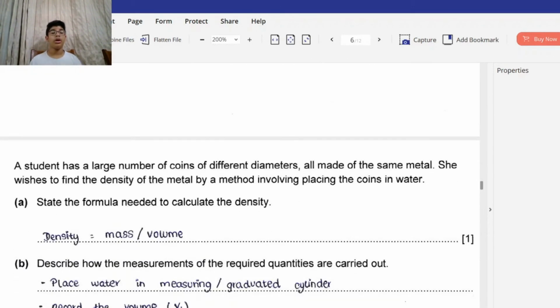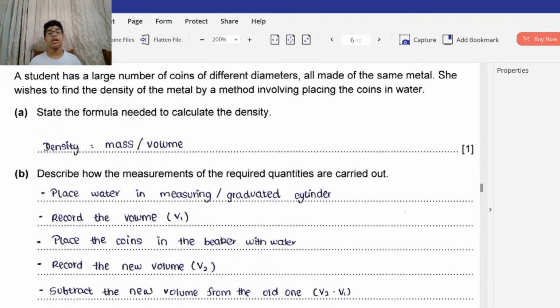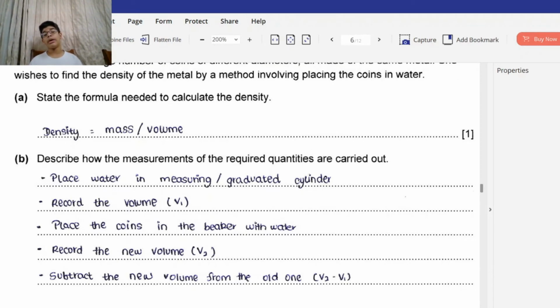Okay. Question 4. A student has a large number of coins of different diameters, all made of the same metal. She wishes to find the density of the metal by a method involving placing coins in the water. State the formula needed to calculate the density. Mass over volume. Describe how the measurements of the required quantities are carried out.